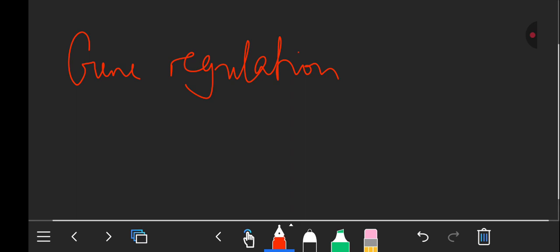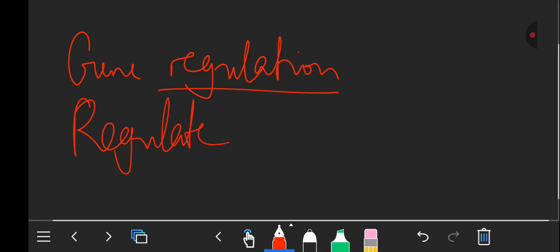Before we can define what gene regulation is all about, let's try to understand what the word regulation means. So to regulate is just to control. When we say a certain thing is regulating another thing, it simply means that that thing is controlling that other thing. So that is what regulation just means.